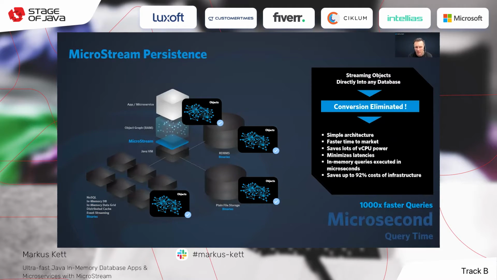You can now query the object graph in memory with the Streams API. And you do not have to load the entire database into memory, because you can use lazy loading and load only some subgraphs into the memory. And querying an object graph with streams is really incredibly fast. It takes only microseconds. So we talk about microsecond query time in comparison to milliseconds with SQL or NoSQL database systems.